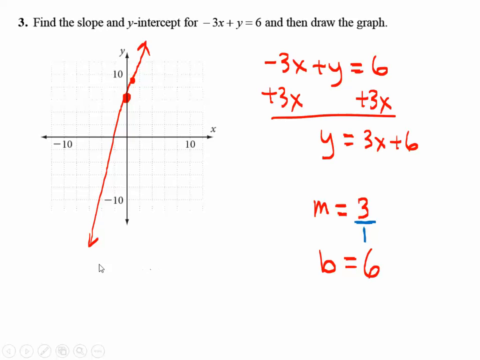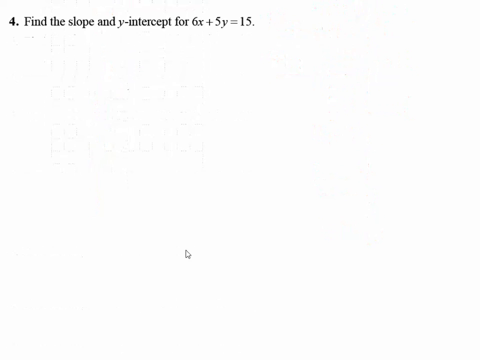All right, sometimes we don't even want to graph. Sometimes all we need to do is figure out what my slope or y-intercept are, and that's it. So for number 4, no need to graph it, but can you solve for y, and then just state what the slope is and what the y-intercept is.